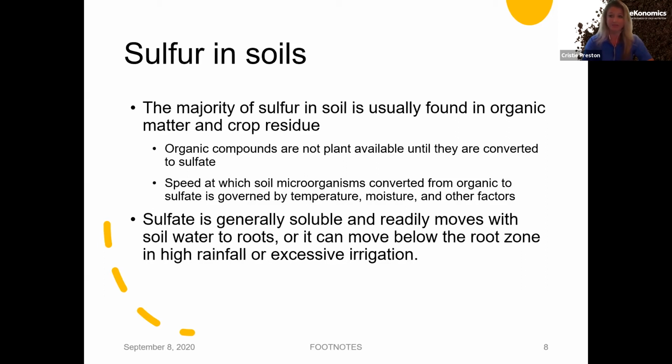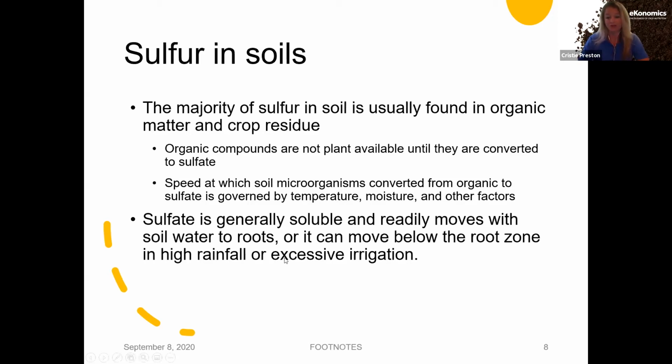They're going to be slowed down because the microbes are not as active. Now, sulfate is generally soluble and readily moves through the soil profile to the roots. And with high rainfall events or excessive irrigation, it can be leached out of the root zone.